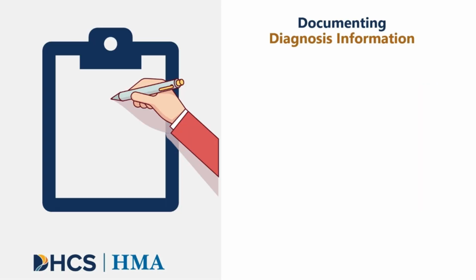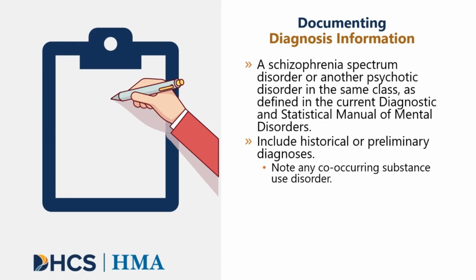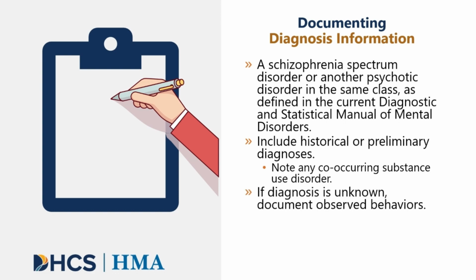Let's spend a little time on what to include in the petition forms to document eligibility. First, when you are noting the diagnosis on these forms, you may only have historical diagnostic information or even provisional or preliminary diagnoses. That's okay. Just note what you are aware of in terms of the individual's diagnosis or diagnoses, including if there is a co-occurring substance use disorder. If diagnosis is unknown, document observed behaviors.